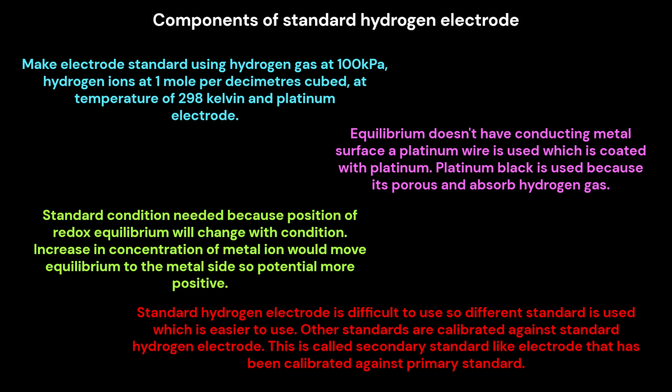The standard hydrogen electrode is difficult to use, so a different standard which is easier to use is used. Other standards are calibrated against the standard hydrogen electrode. This is called a secondary standard, an electrode that has been calibrated against the primary standard.